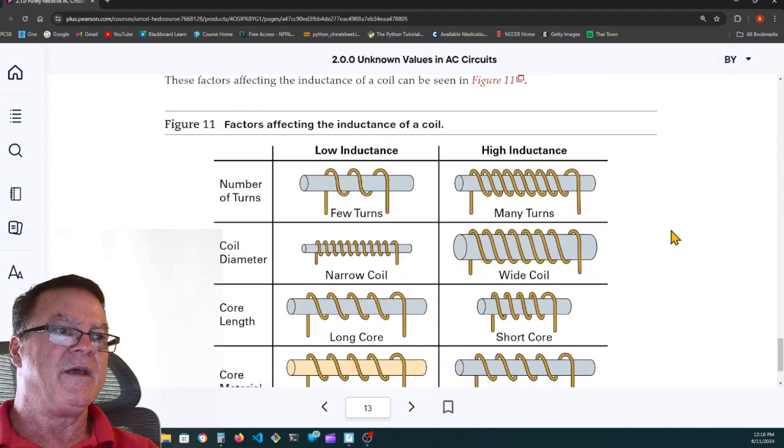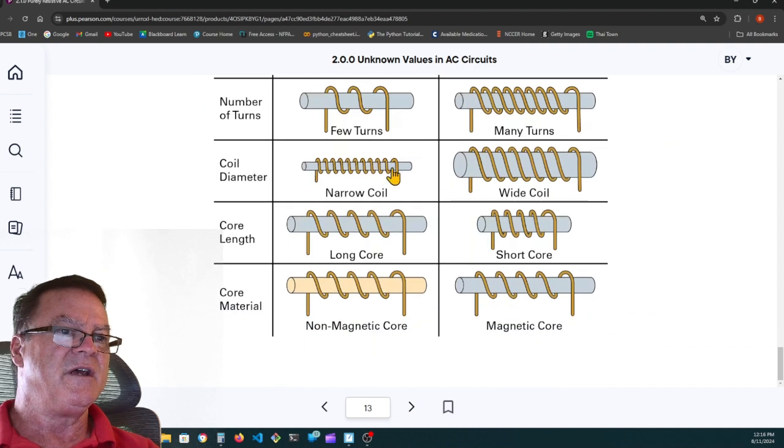All right. So, the number of turns: if you have more turns, you have a higher inductance. If you put a larger coil diameter, you have more inductance. The core length, if you make it shorter, the coils are going to be closer together, and you'll have a higher inductance. And the core material, if you have a magnetic core made of iron, then you're going to have a higher inductance.